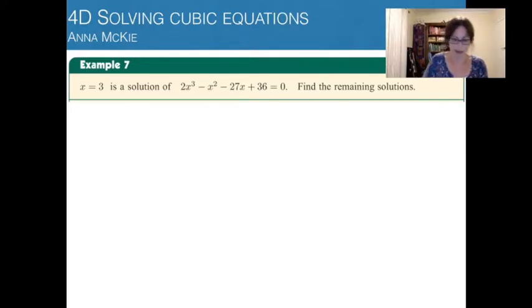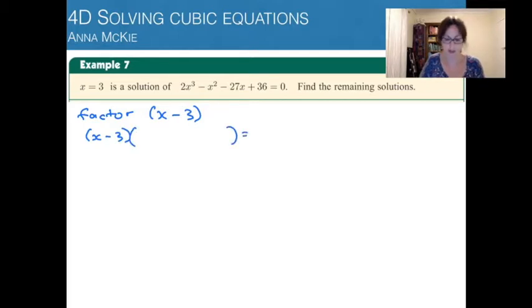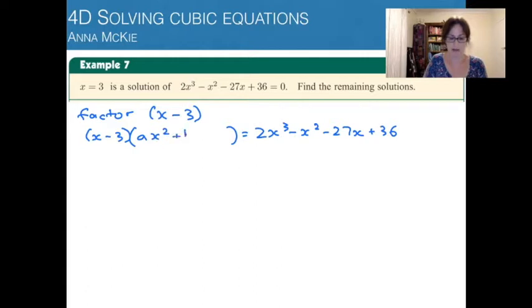Being a solution of 3, we can write it as a factor like this. And therefore that can be paired with a quadratic of some form, and then that together will equal our cubic. So what would the quadratic look like? It would be ax squared plus bx plus c.